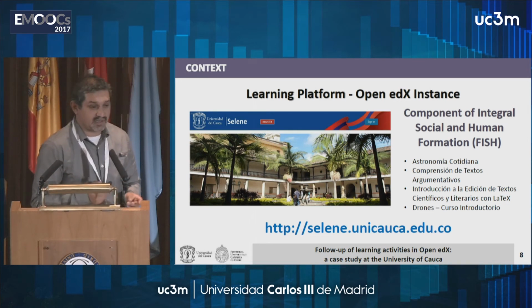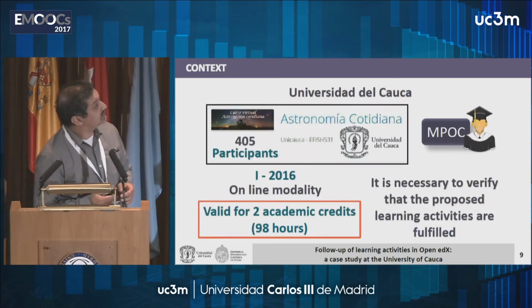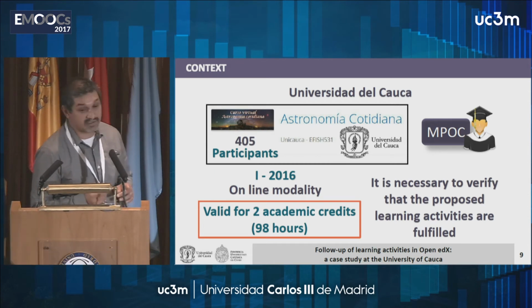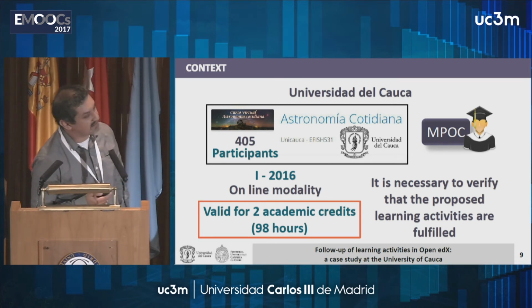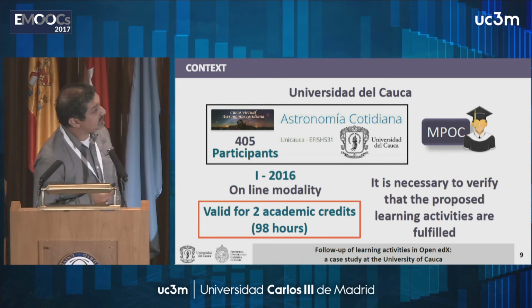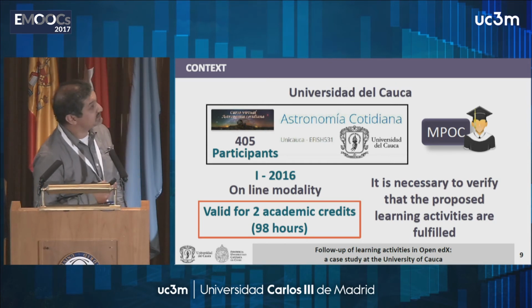In these courses, any student in the university can subscribe, and the course has a value of 2 academic credits. The academic credits are 98 hours per semester. For example, in my case, this is my course, Daily Astronomy. We have 400 students.